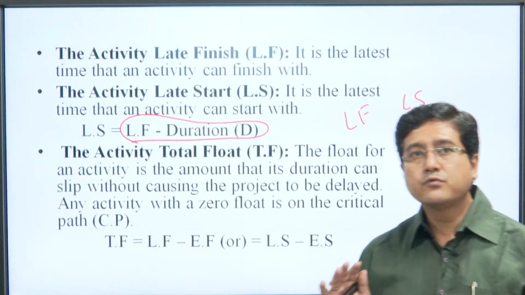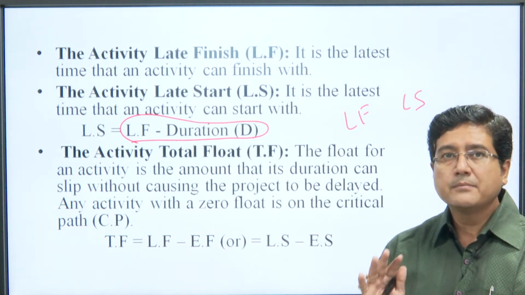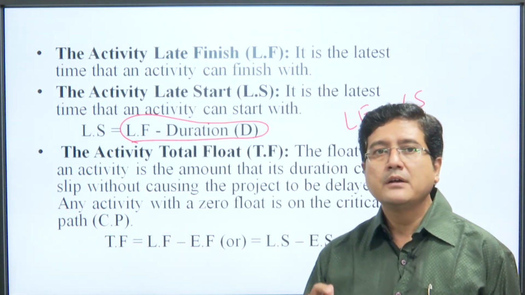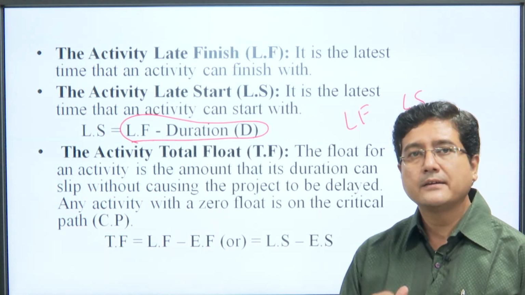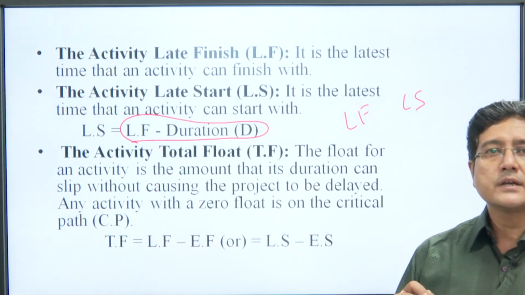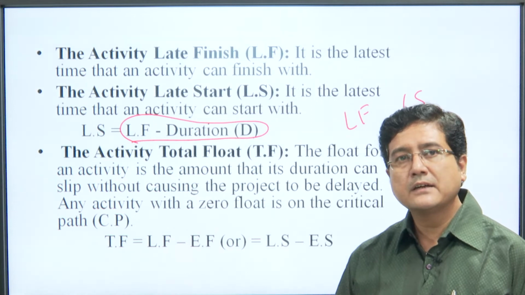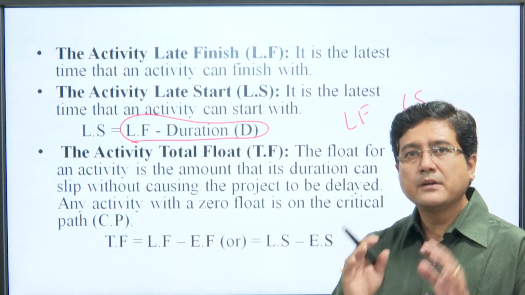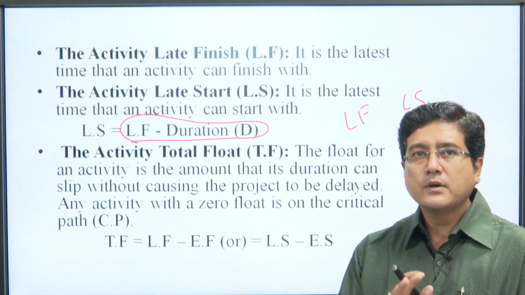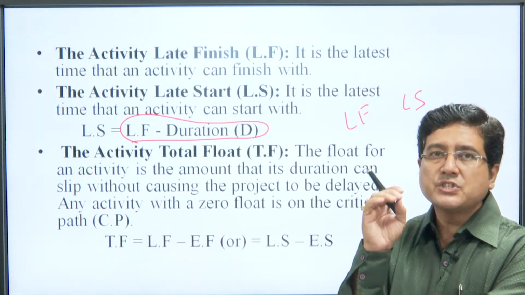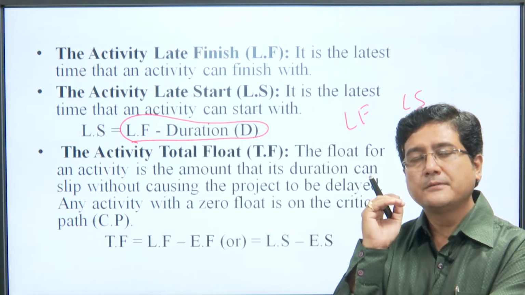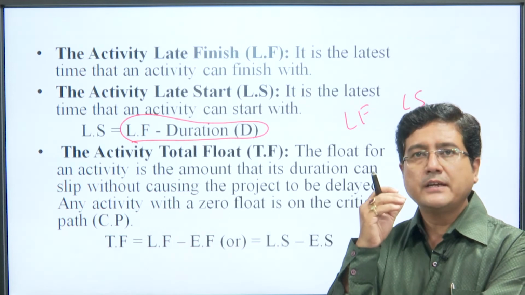The last item is floating time. The float for an activity is the amount of time the activity duration can slip without causing a project delay. An activity with 0 float is on the critical path. Again, the float for an activity is the amount of time that the duration can slip without causing project delay. We can skip that time; that is floating time.